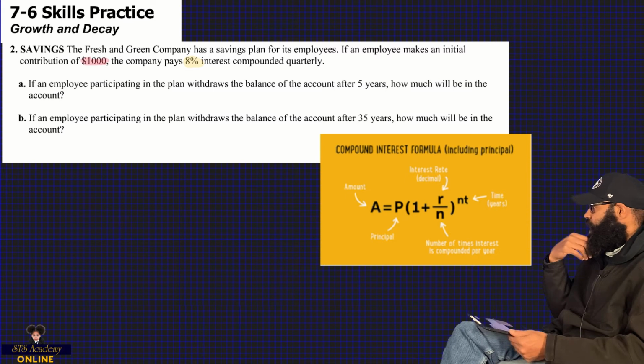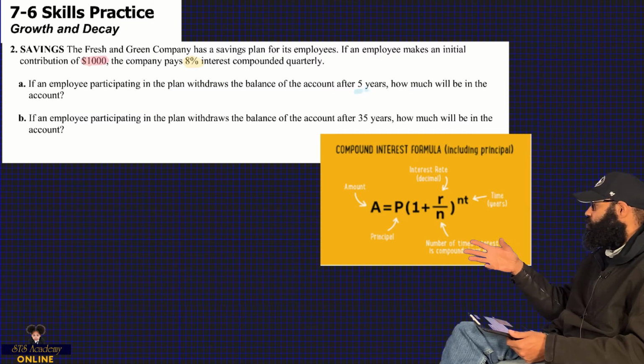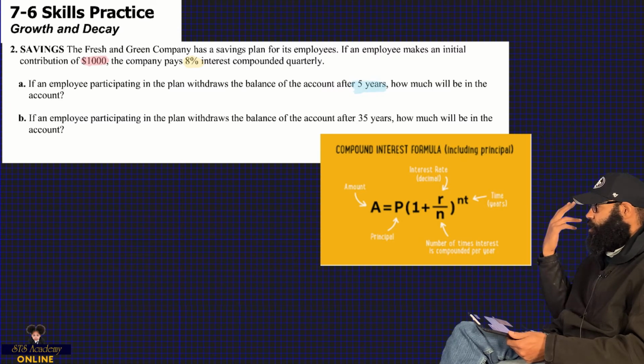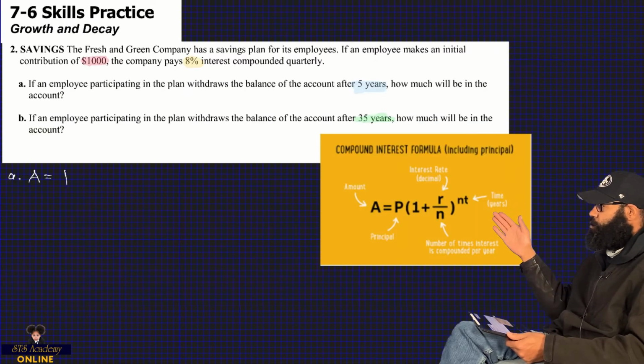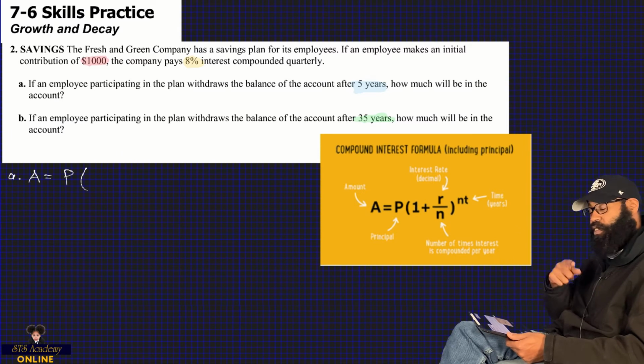Going to highlight my 8%. Of course, that's going to be my interest rate. Going to highlight 1,000 because that, of course, is going to be my principal or original amount. And that's all they give me, except when I get to A. If an employee participated in the plan withdraws the balance of the account after 5 years versus somebody else withdraws it out after 35 years. Well, we know who should get more money, but let's figure out the difference.